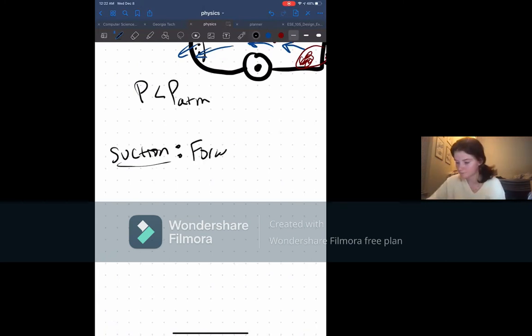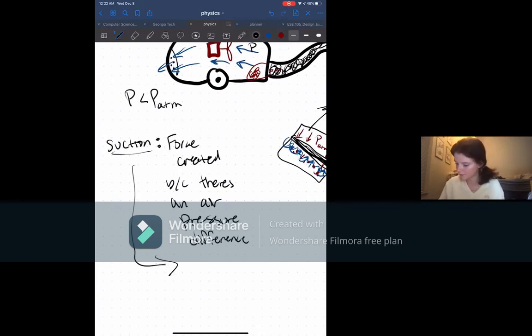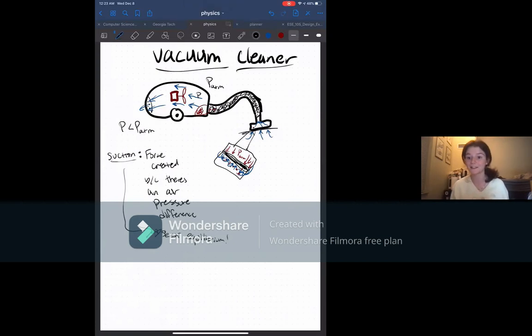If you've ever tried to stick the hose to your hand and you see that there's suction to it, it's just a force that's created because there's an air pressure difference. Now, this only works because pressure always seeks equilibrium. Okay, so now I've explained the knowledge that you need to understand the vacuum cleaner. I'm now going to be explaining the implications of this.